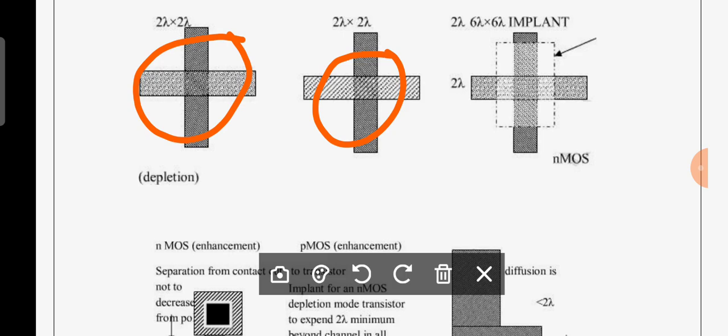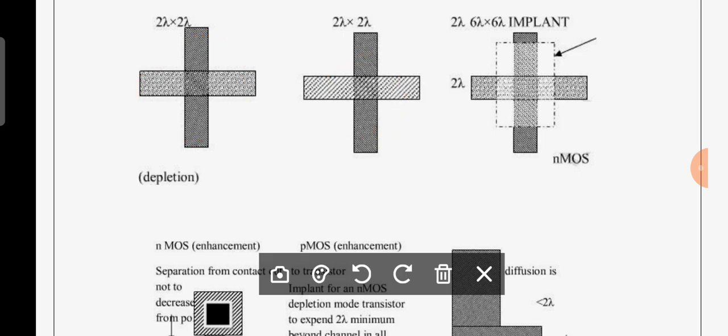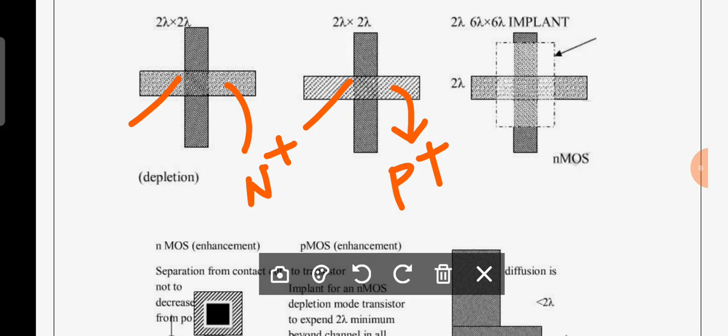Depending upon the diffusion we are using, it is either an NMOS transistor or a PMOS transistor. Don't forget, if the diffusion is a p-type diffusion, then it is a PMOS transistor. If the diffusion is an n-type diffusion, then it is an NMOS transistor. It is not a depletion mode. One more important doubt here is whether it is an enhancement mode transistor or a depletion mode transistor. That is an important point.